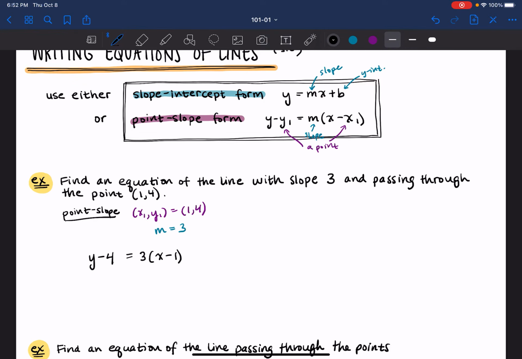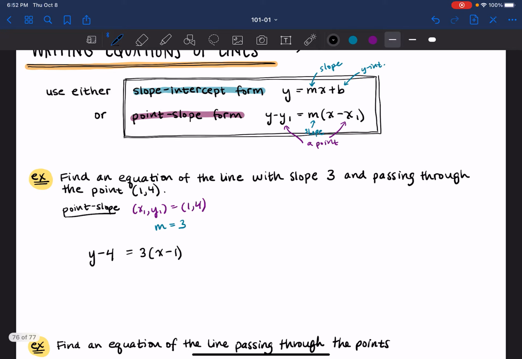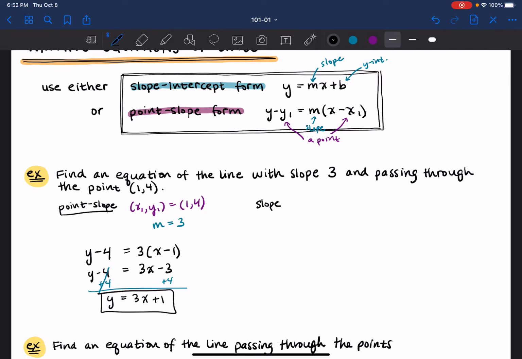Now we want to do a little bit more with this, so we want to just write it as y equals. So we will distribute the 3 and then add 4 to both sides. Okay, so that gives us y equals 3x plus 1. So that is one way. It is probably the fastest way. Some people just like to use slope-intercept form, so I'll just show you how that would work. And you are welcome, of course, to use whichever you'd like.